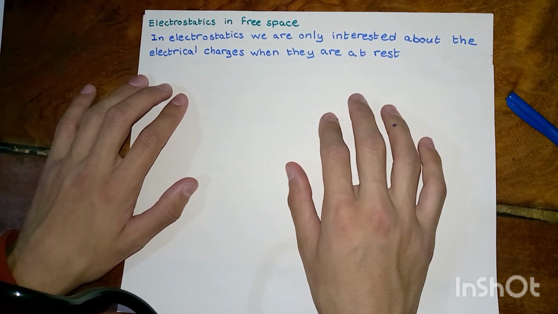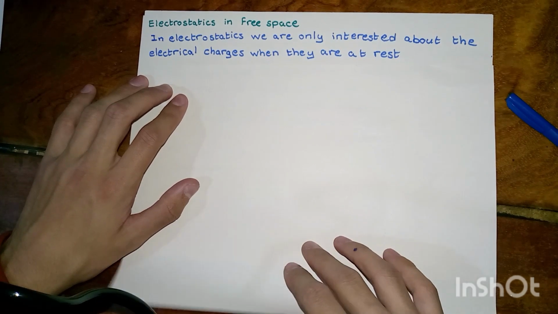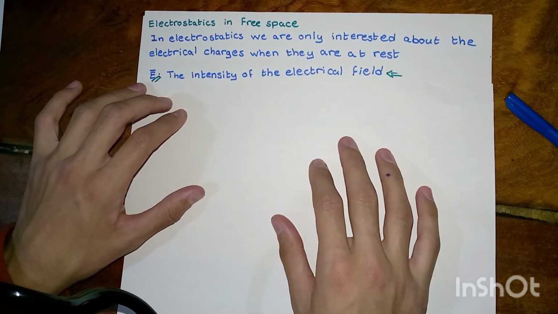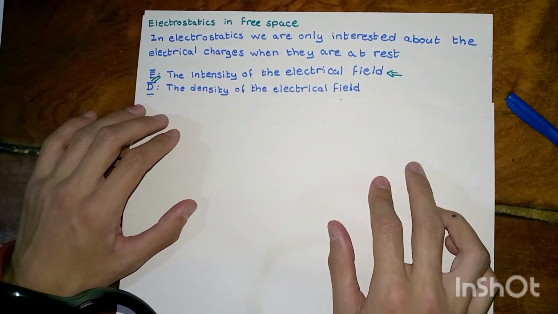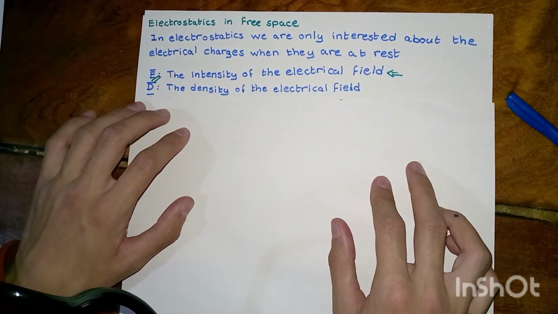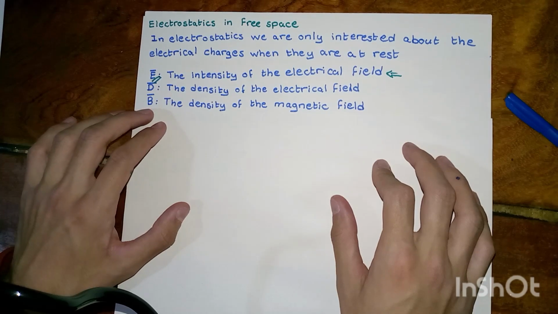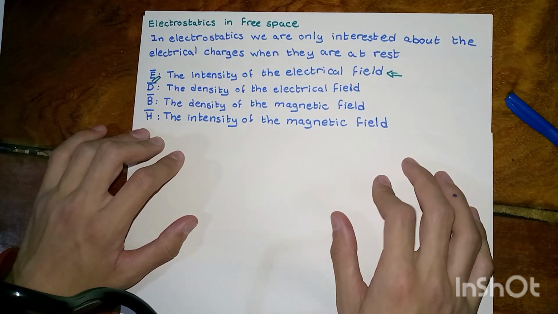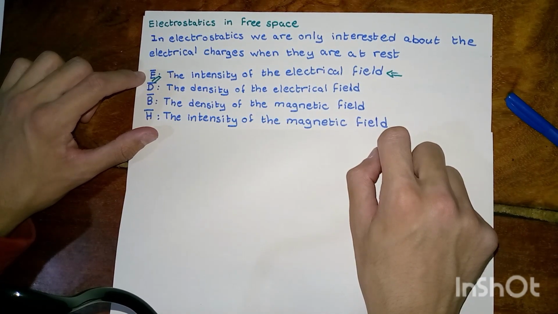In electrostatics, we are only interested in electrical charges when they are not moving, when they are stationary or at rest. In electromagnetism, generally, we have four vectors that we are studying all the time. They are the vector E, which is the intensity of the electrical field, the vector D, or the density of the electrical field or the electrical displacement, B, which is the density of the magnetic field, and H, which is the intensity of the magnetic field. And in electrostatics, we are only studying the E vector, which is the intensity of the electrical field.